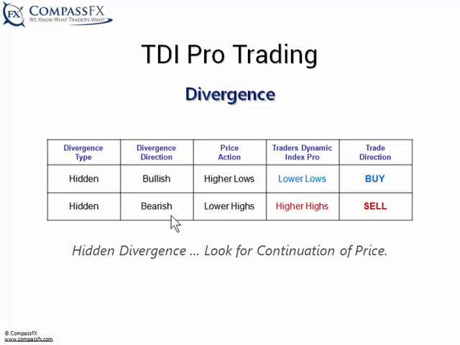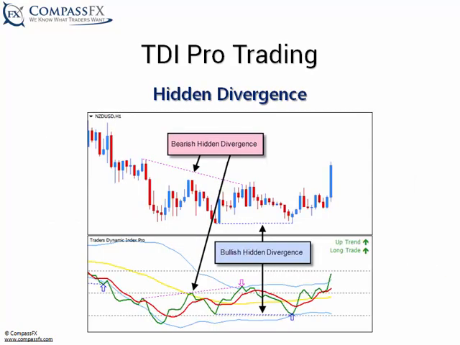Bearish hidden divergence, we're looking for a sell trade direction, looking to go short. In this case, we'll look for lower highs in price and higher highs in the Trader's Dynamic Index Pro. In this example, you can see two types of hidden divergence, the bearish hidden divergence and the bullish hidden divergence.